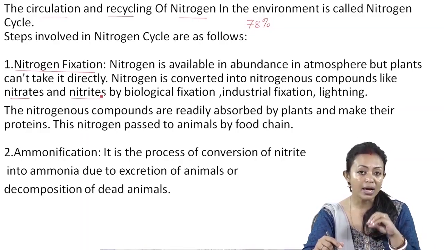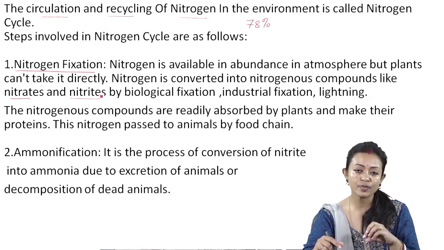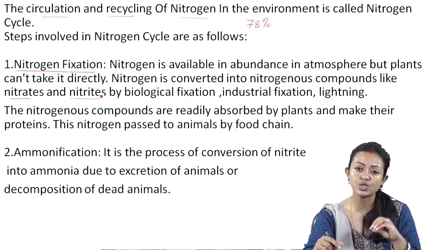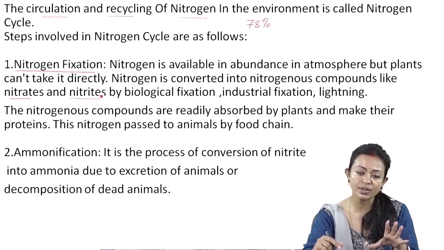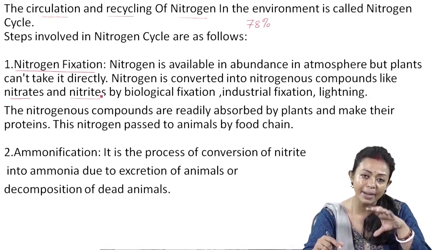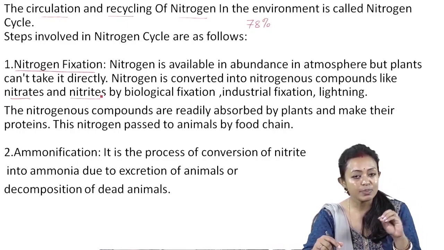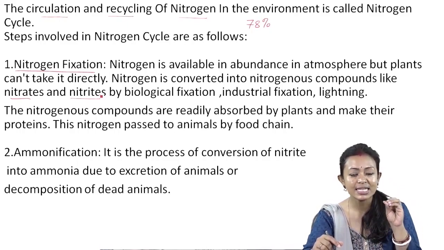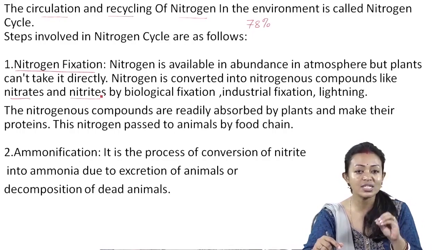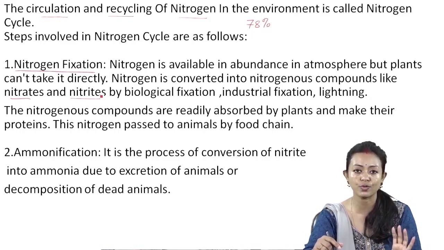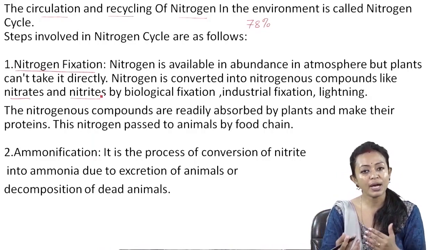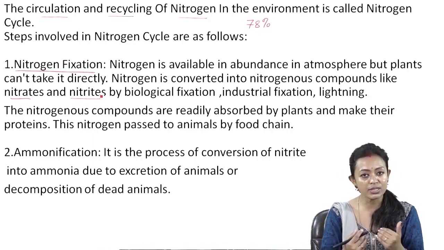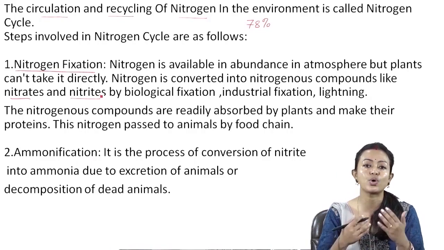Now what do the plants do? We know that the roots of the plants absorb water and dissolved minerals. So these nitrates and nitrites dissolve in the water and are then taken up by the plants. Now these plants utilize these nitrates and nitrites for the synthesis of proteins and so on. And this is how it comes into the food chain. So from the plants it goes to the primary consumer, then to the secondary consumer, and so on.